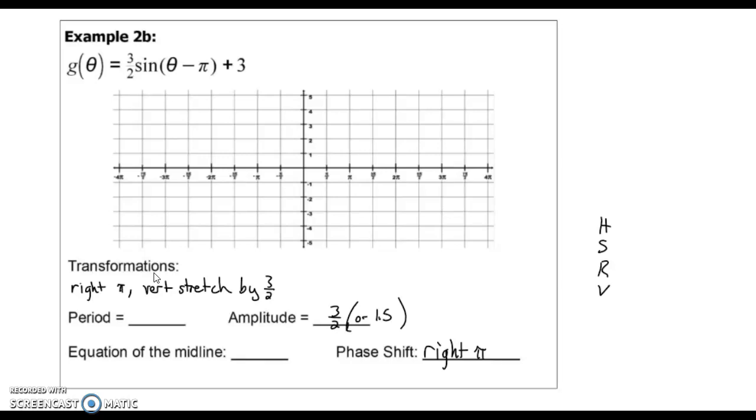However you want to think about it. And then it also had a vertical translation up 3. So that changed our midline to y equals 3. And then our period, it did not have a horizontal stretch or shrink, so our period's still 2 pi. And that means our critical points, this is not really part of it that has to be done, but it helps me out a lot, are every 2 pi divided by 4, which means it's every pi over 2.